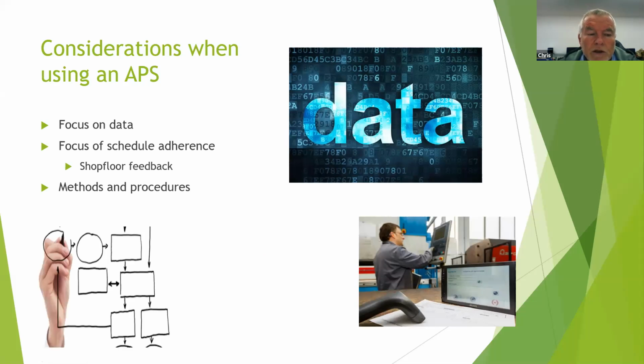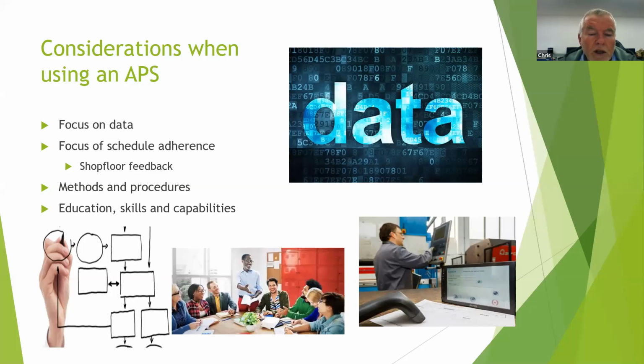You need to have methods and procedures so that if something goes wrong, you know how to deal with it. How does the plant work? What do you do? What are the correct steps? And you need to make sure that they rigorously adhere to them. And then, of course, you need education and skills so that those people, whether it's the shop floor feedback or the person with the routing or the bill of material or the scheduler, all understand what it is they're trying to do and what the capabilities of the system are to help them.